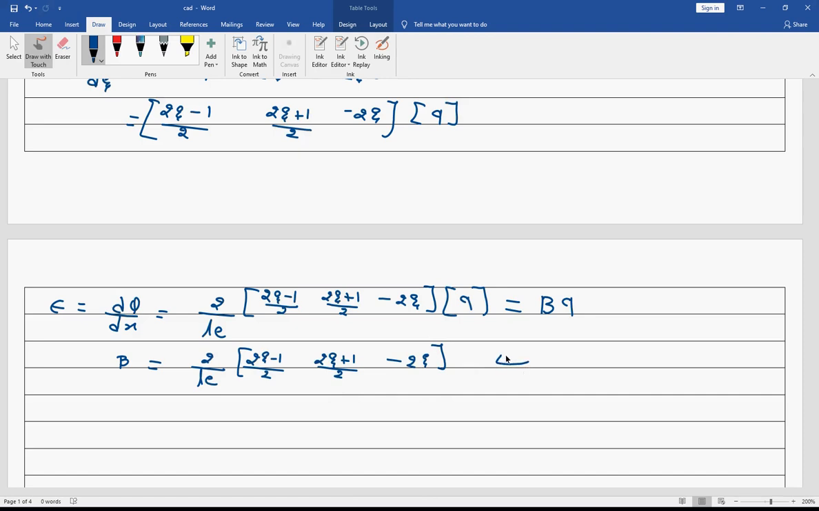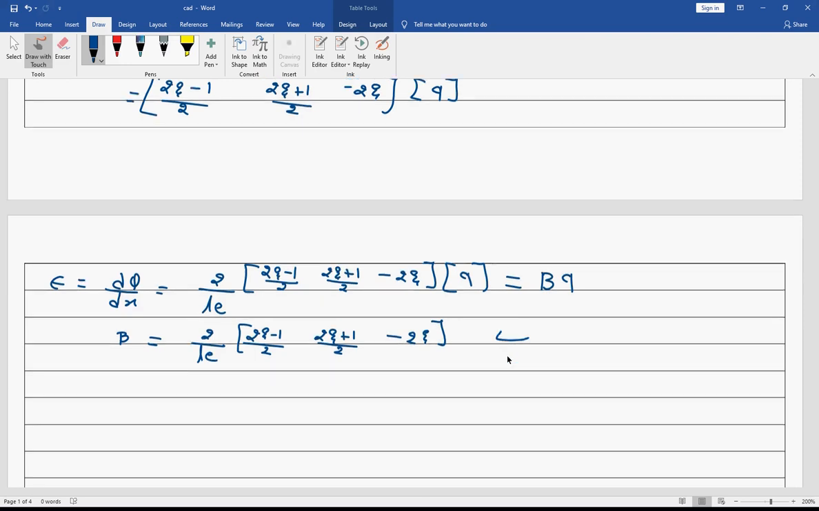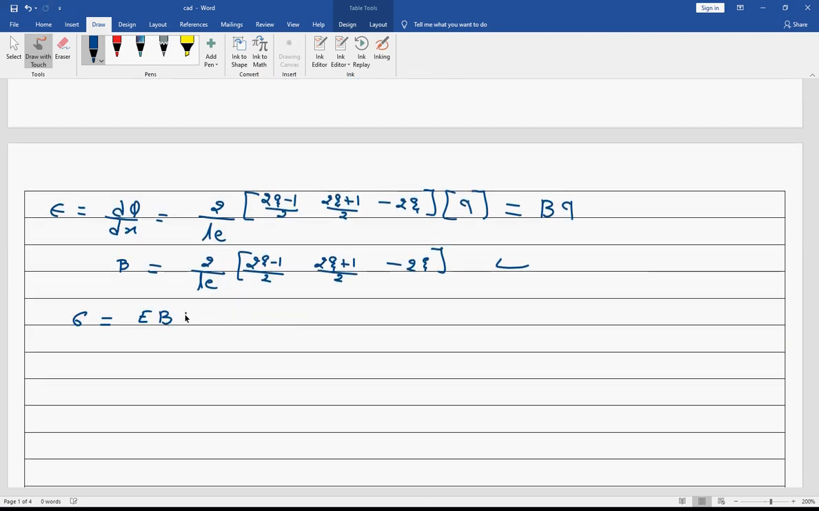So this symbolically represents B. And what is my sigma? Sigma is E, B and Q. So my sigma will be equal to E into 2 by Le, that is my B, 2 xi minus 1 by 2, 2 xi plus 1 by 2, minus 2 xi, and of course into Q1, Q2 and Q3. This is how I am going to get the sigma.